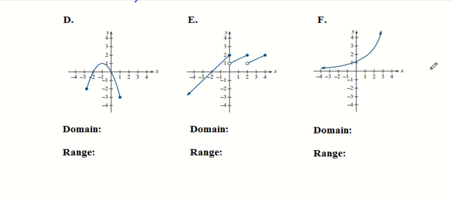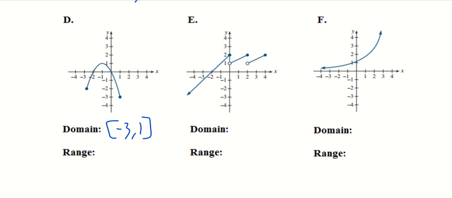Let's go to the next one. I'm going to do these a little more quickly. In D, to talk about the domain, we're going from left to right. Leftmost point is here. That's at x equals -3. The rightmost point would be this point here. That's at x equals 1. So the domain is from -3 to 1, both included.